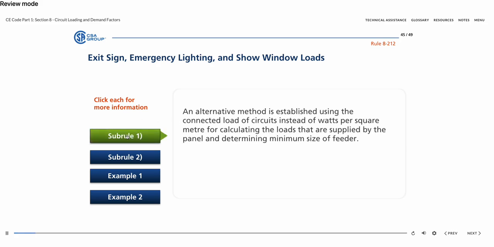In Subrule 1, an alternative method is established using the connected load of circuits instead of watts per square meter for calculating the loads that are supplied by the panel and determining minimum size of feeder.